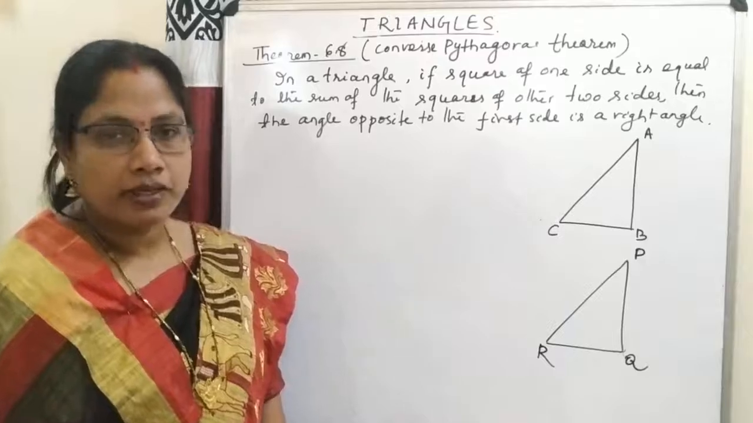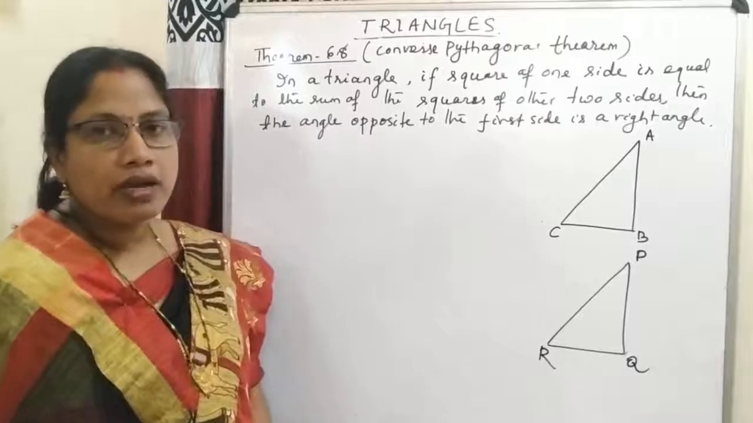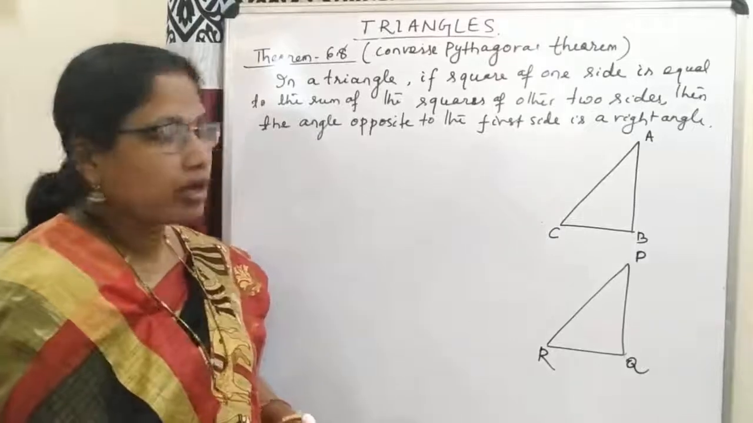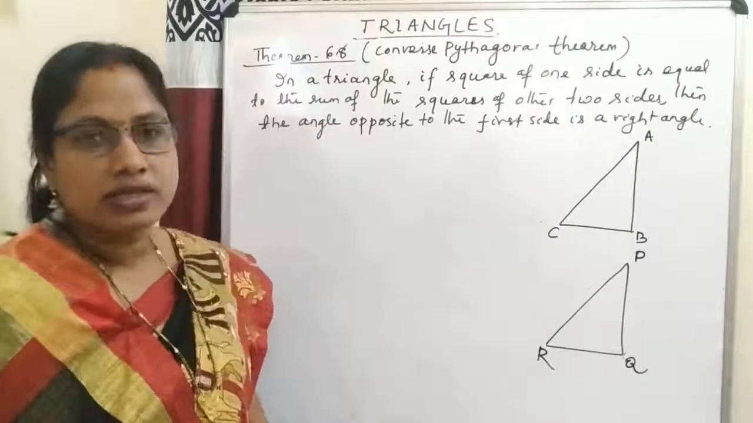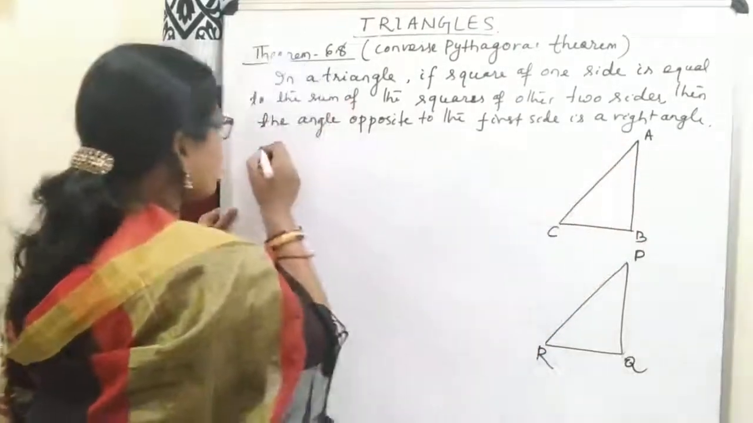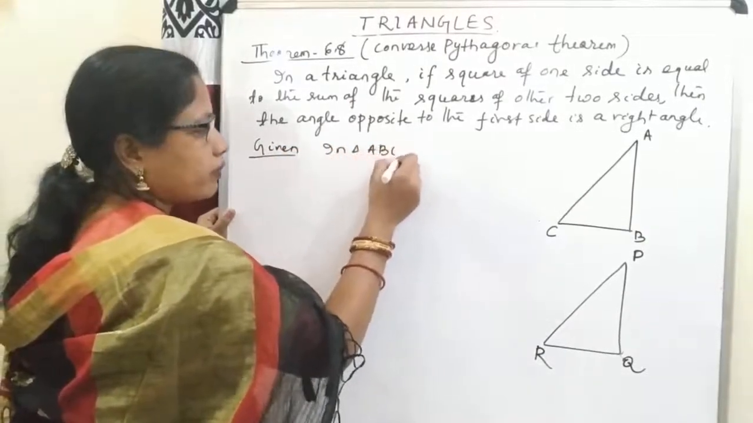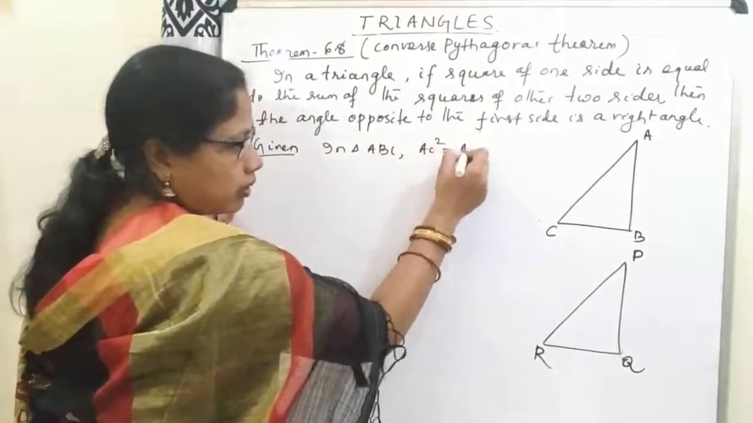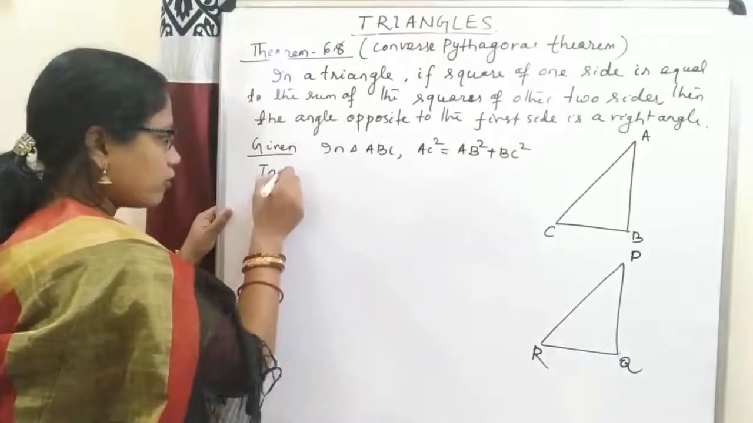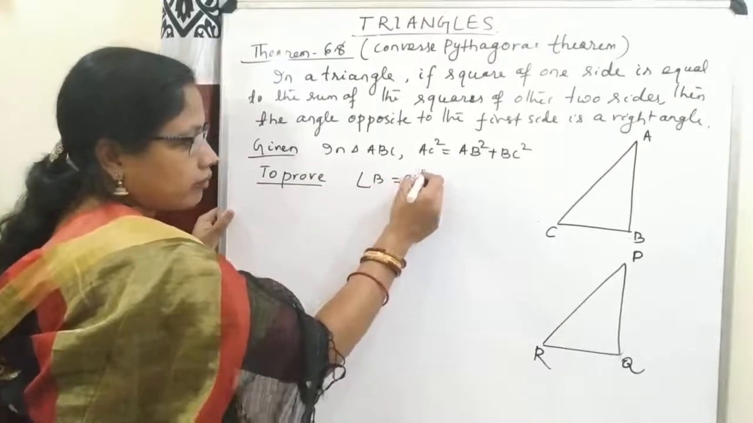Here is your converse Pythagoras theorem. The statement is like this. In a triangle, if the square of one side is equal to the sum of the squares of the other two sides, then the angle opposite to the first side is a right angle. So here I have drawn a triangle ABC. Given in triangle ABC, AC square is equal to AB square plus BC square. And we have to prove angle B is equal to 90 degrees.